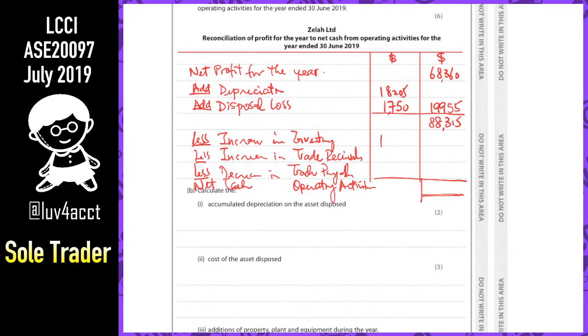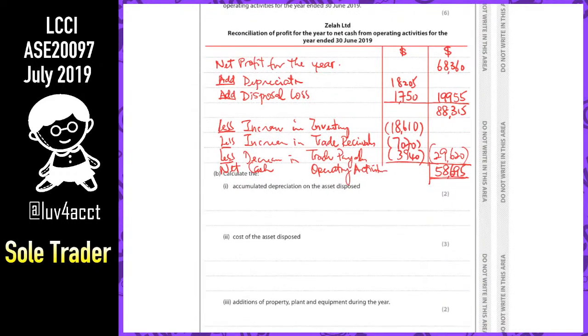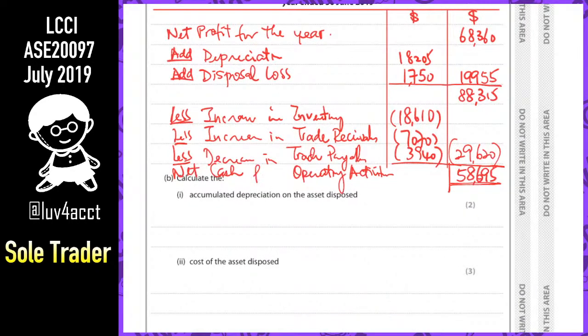Okay, inventory, trade receivables and payables: 18610, 18610, 7070, and also 3940. Okay, I hope I copy the figures correctly. 29620 negative, giving you 58695. Okay, this is net cash from operating activities.